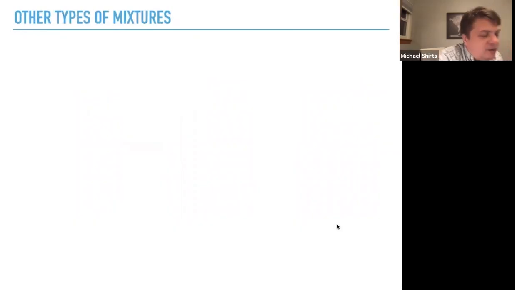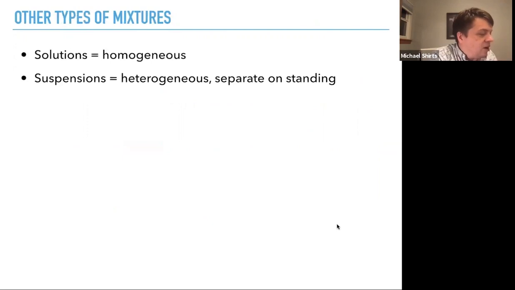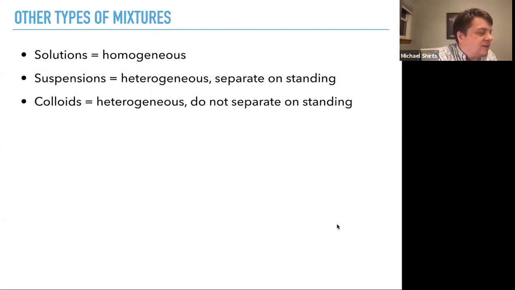So that's sort of our brief tour through important physical properties of solutions. Up to now, we've been talking about homogeneous solutions, right? You can also have what we call suspensions, which are heterogeneous, but if you let them sit for long enough, they'll separate out. Colloids are important. They're heterogeneous, but they do not separate on standing.